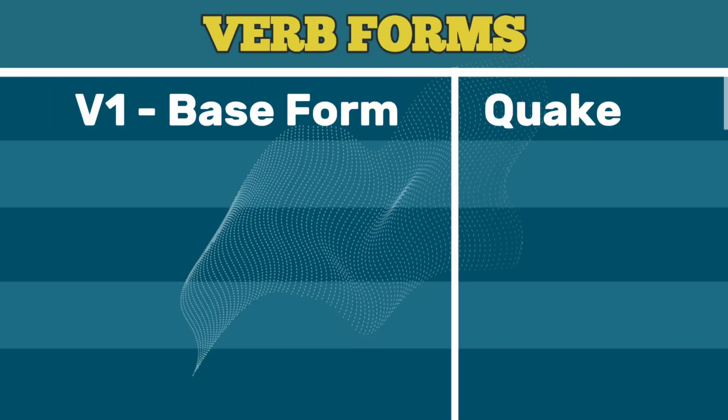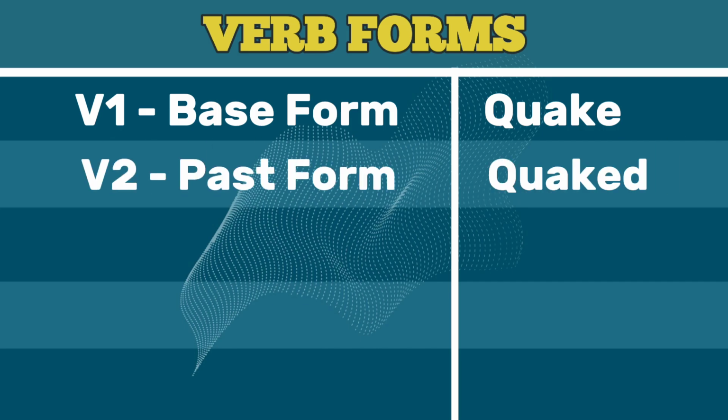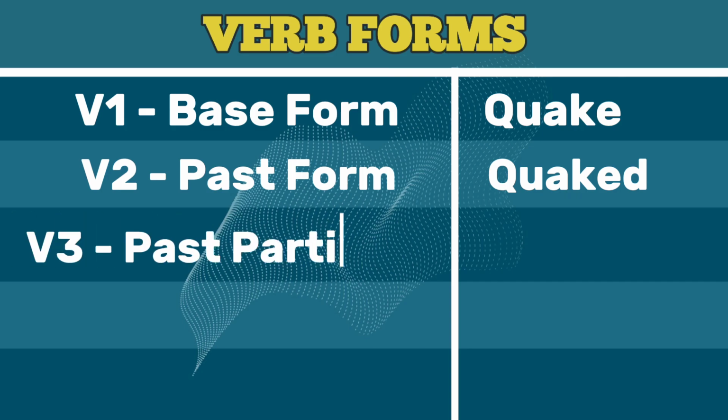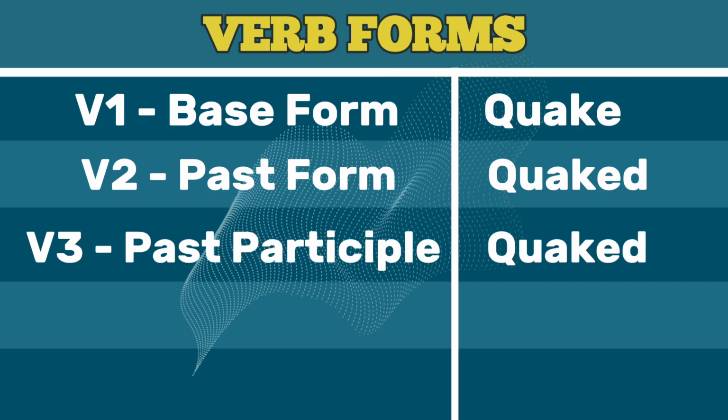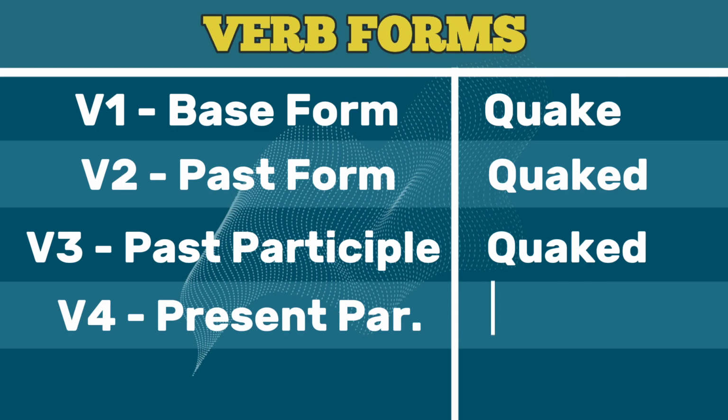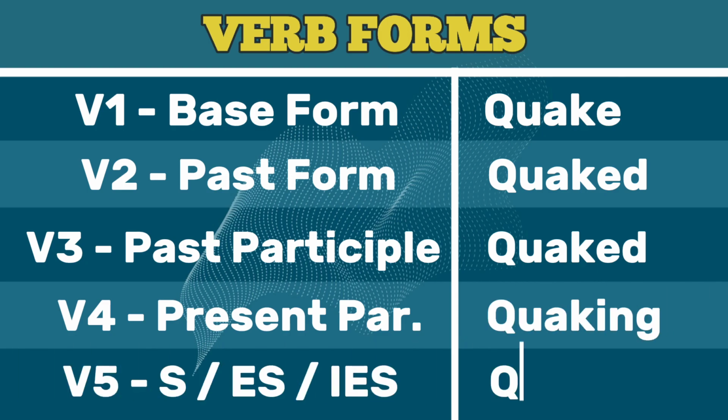V1 base form: quake. V2 past form: quaked. V3 past participle: quaked. V4 present participle: quaking. V5 third person singular (S/ES): quakes.